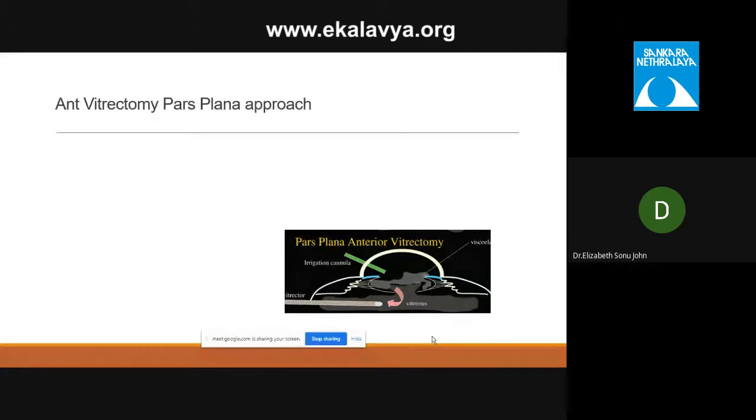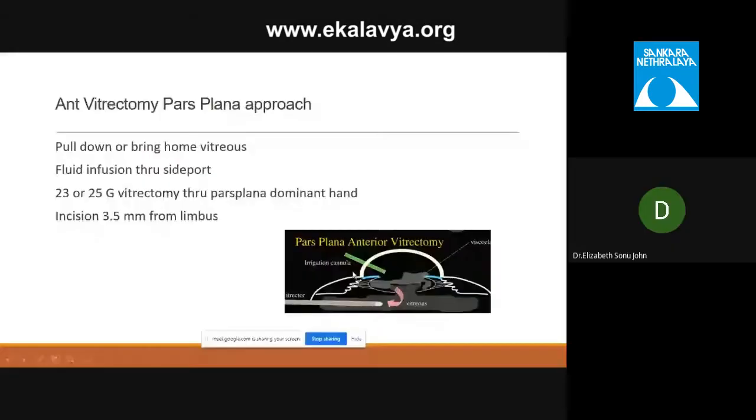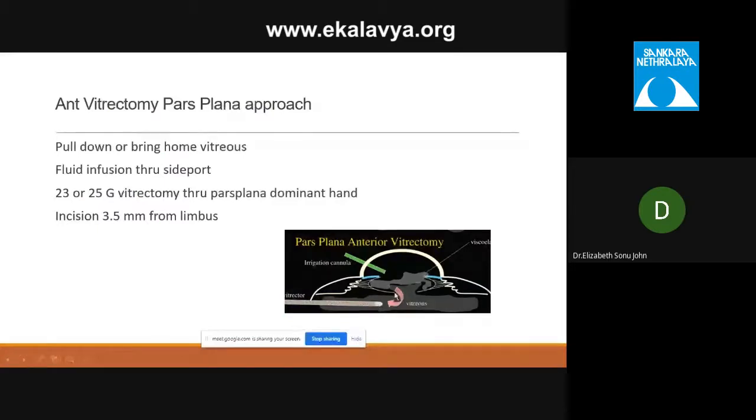Just a word on anterior vitrectomy by the pars plana approach, which is done by some surgeons. The idea is to pull down or bring home the vitreous. Through the AC port or side port, you put the infusion cannula, and through the pars plana, around 3.5 mm from the limbus, you make an incision, and with a 23 or 25 gauge vitrectomy probe through the pars plana, you should use your dominant hand. So you go in like this. There's a PCR, so you go under it and you cut the vitreous.